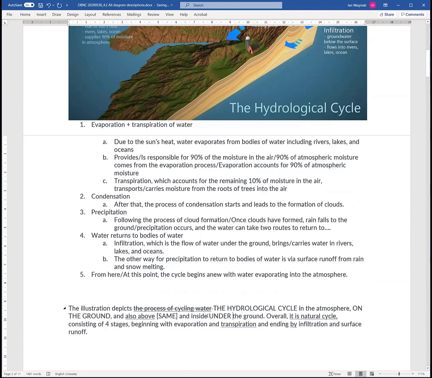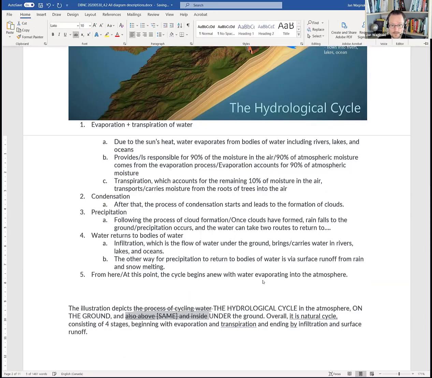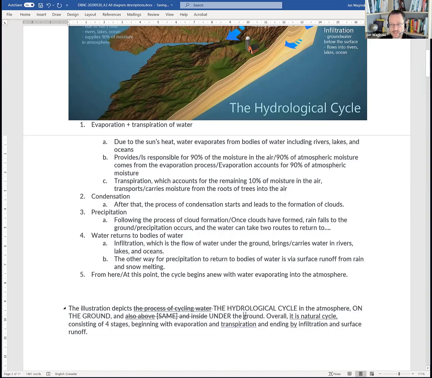What about above? It is already in the atmosphere, because both precipitation and condensation take place in the atmosphere. So 2 of those 4 steps take place in the atmosphere. So the whole process takes place in three places, not including the bodies of water. So the illustration depicts the hydrological cycle in the atmosphere, on the ground, and under the ground.